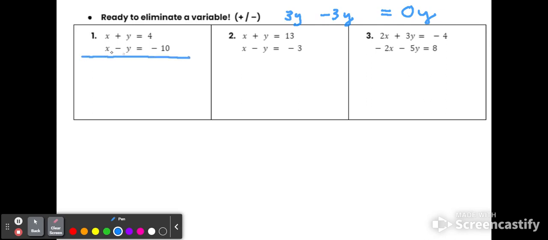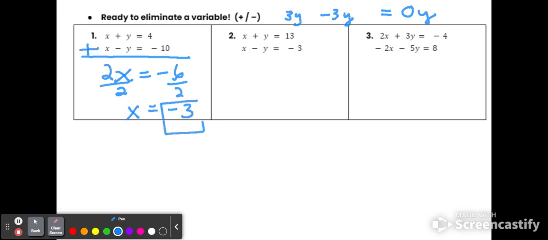So what we're essentially doing is we are going to add these expressions. 1x plus 1x is going to give us 2x. 1 positive y plus 1 negative y is going to be 0y. The y has been eliminated. 4 plus negative 10 is going to give us negative 6. Now we can solve this simple equation by dividing by 2, and x is negative 3. Now that I have that answer, I can substitute x as negative 3 into either one of my equations and solve for the other value.